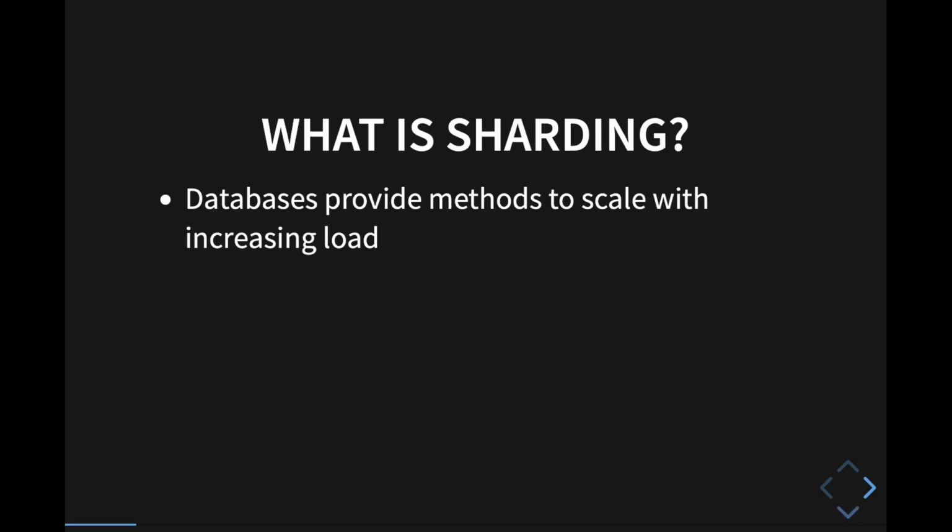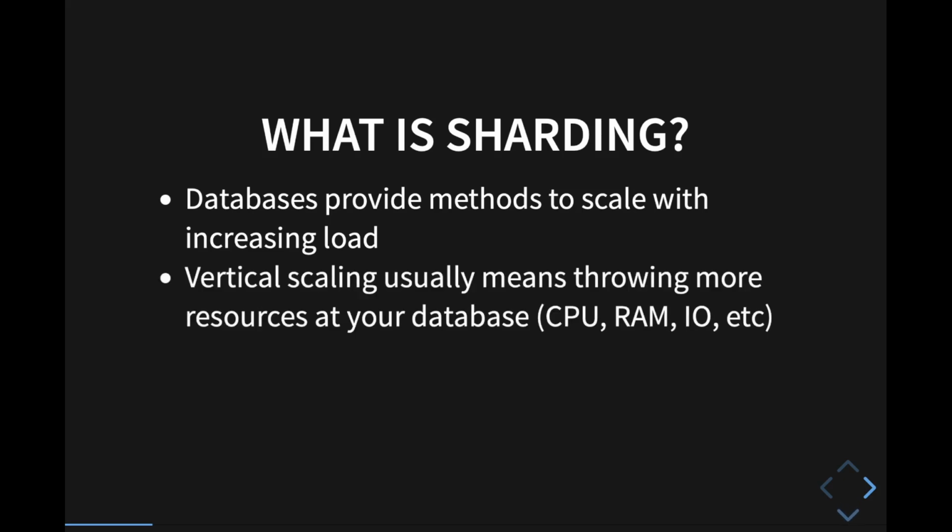There are broadly two categories of handling this load. One is vertical scaling, which usually means throwing more resources at whichever machine is running your database. So for example, if you're running on AWS, upgrading to the next biggest EC2 machine size or whatever, or giving the machine a faster network connection, or anything along those lines.